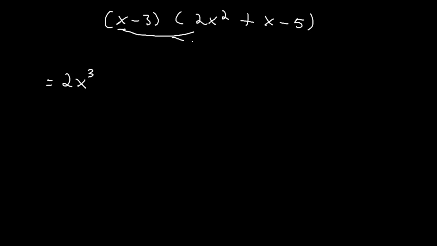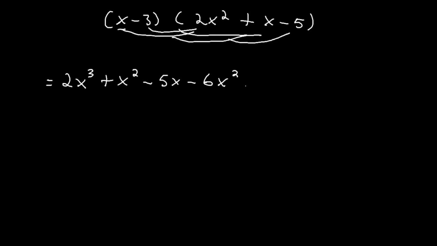Now you may pause the video and try this problem by yourself. Let's go ahead and solve it. X times 2x to the second power is 2x to the third power. X times x will be positive x to the second power. X times negative 5 will be negative 5x. Negative 3 times 2x squared will be negative 6x squared. Negative 3 times x will be negative 3x, and the negative times the negative will be positive.